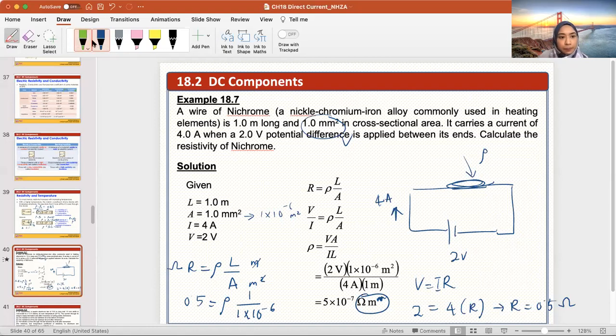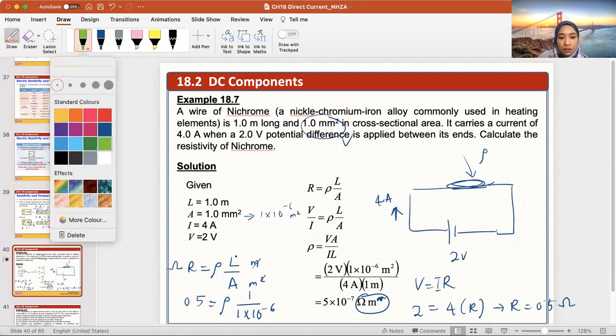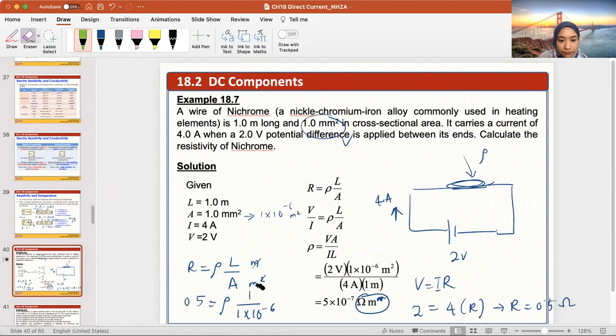Okay, so let me repeat myself about that. Let me use pink now. So R is equal to rho times L over A. L is in meter, area is in meter squared, R is in ohms. So if I rearrange this equation, I will get RA over L equals rho.